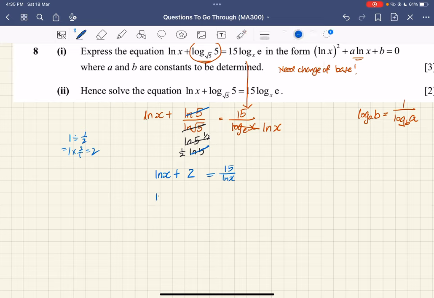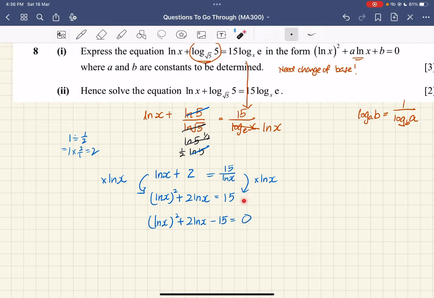Alright, just multiply by ln x throughout. You have ln x squared plus 2 ln x equals to 15. From here to here, what I'm doing is multiplying by ln x throughout. Here to here, here to here, here to here. Okay, and with that, I'm almost there. I just need to shift 15 towards the left hand side, equals to 0. You see, 15 is here. B is negative 15. A is 2. And with that, we are done.